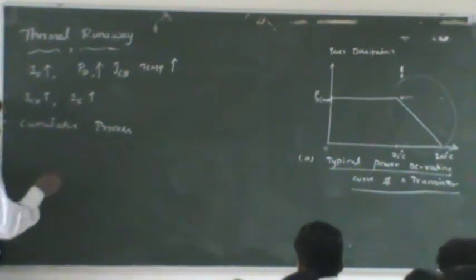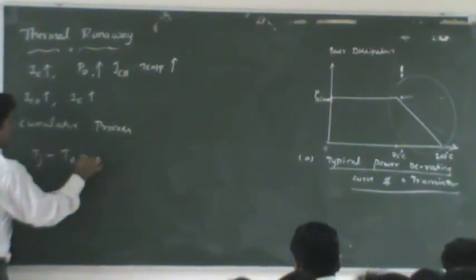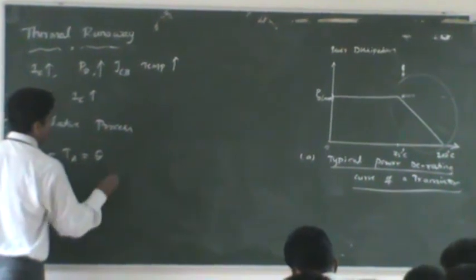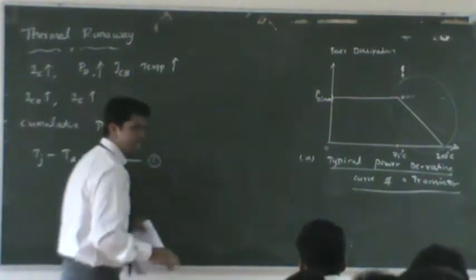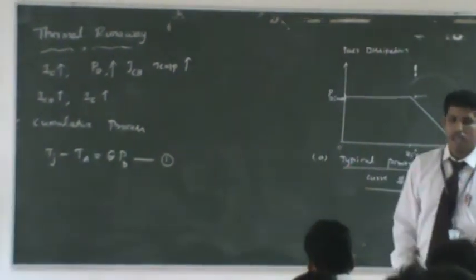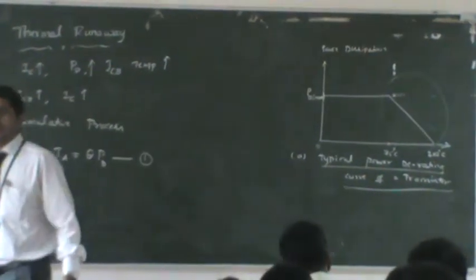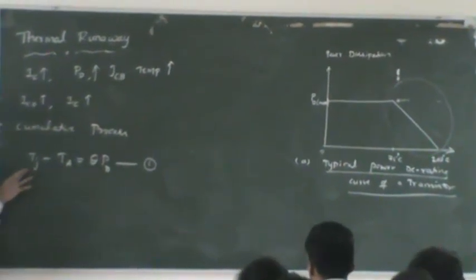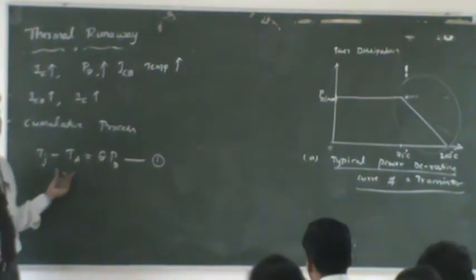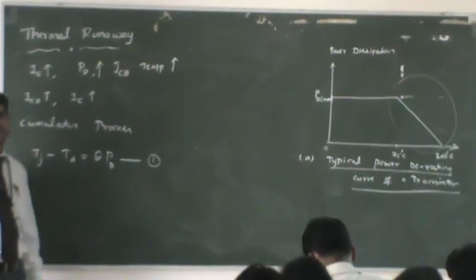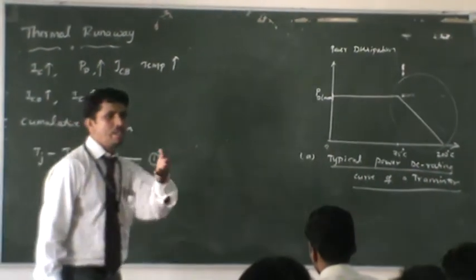Okay, I am going to introduce one mathematical formula. The first formula is: Tj minus Ta equals theta times the power dissipation. Let us consider this equation number 1. I will explain this equation in terms. What is Tj? T stands for temperature, right? Junction temperature minus ambient temperature. The difference: junction temperature minus ambient temperature, like room temperature minus your temperature.